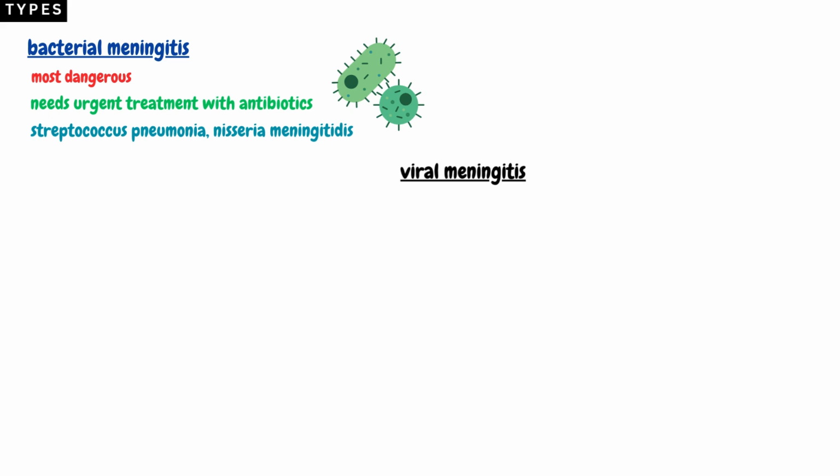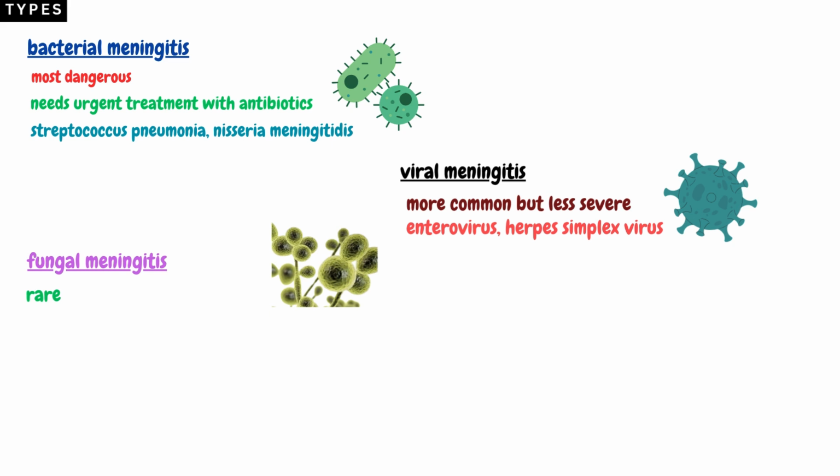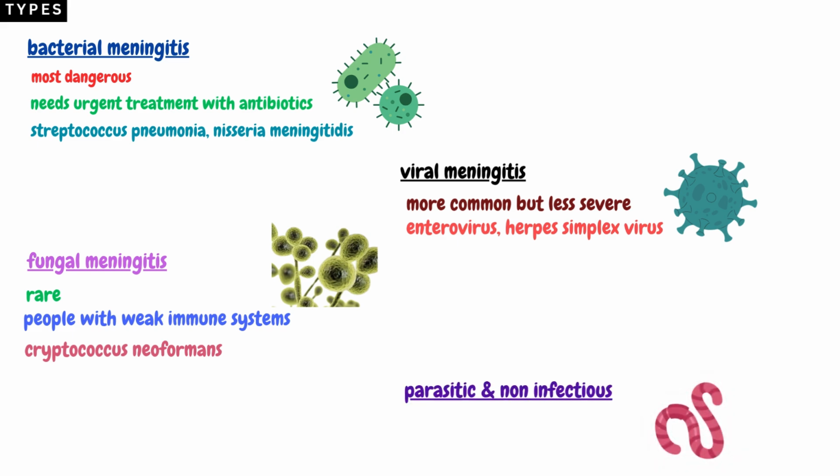Common bacteria include Streptococcus pneumoniae and Neisseria meningitidis. Viral meningitis is more common but usually less severe. It is often caused by viruses like enterovirus and herpes simplex virus. Fungal meningitis is rare and usually affects people with weak immune systems, such as those with HIV or cancer. A common fungus is Cryptococcus neoformans. Parasitic and non-infectious meningitis are less common and can result from parasites, certain medications, cancer, or autoimmune diseases. The most common cause of meningitis is infection, either by bacteria or viruses.